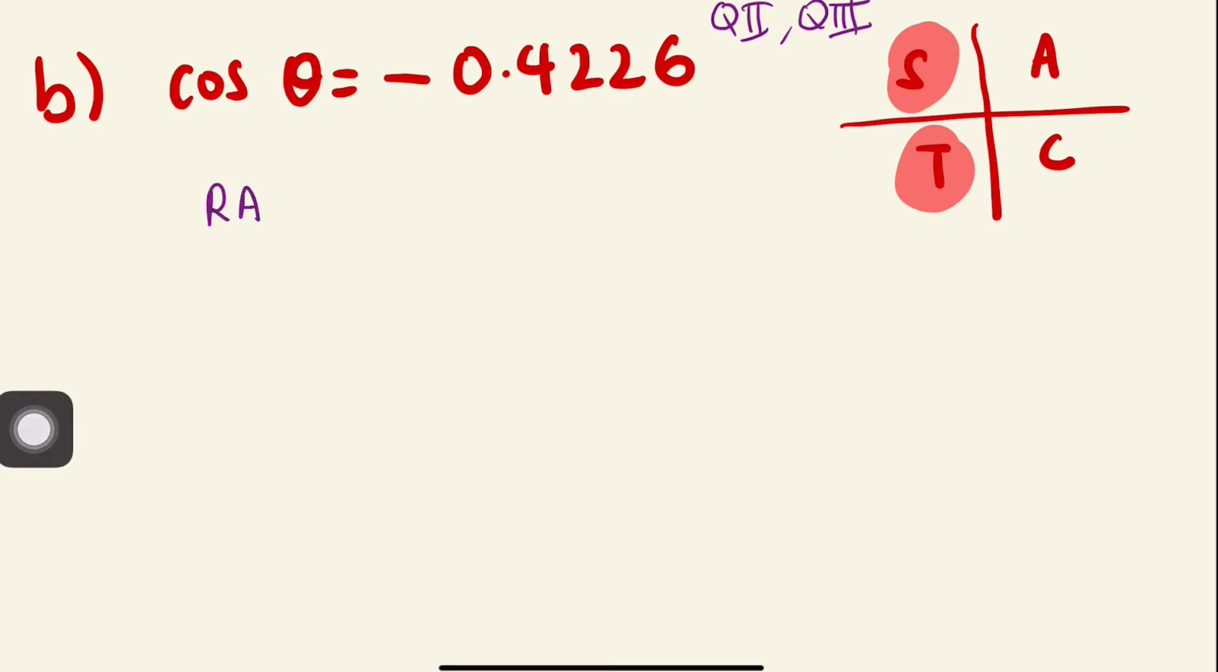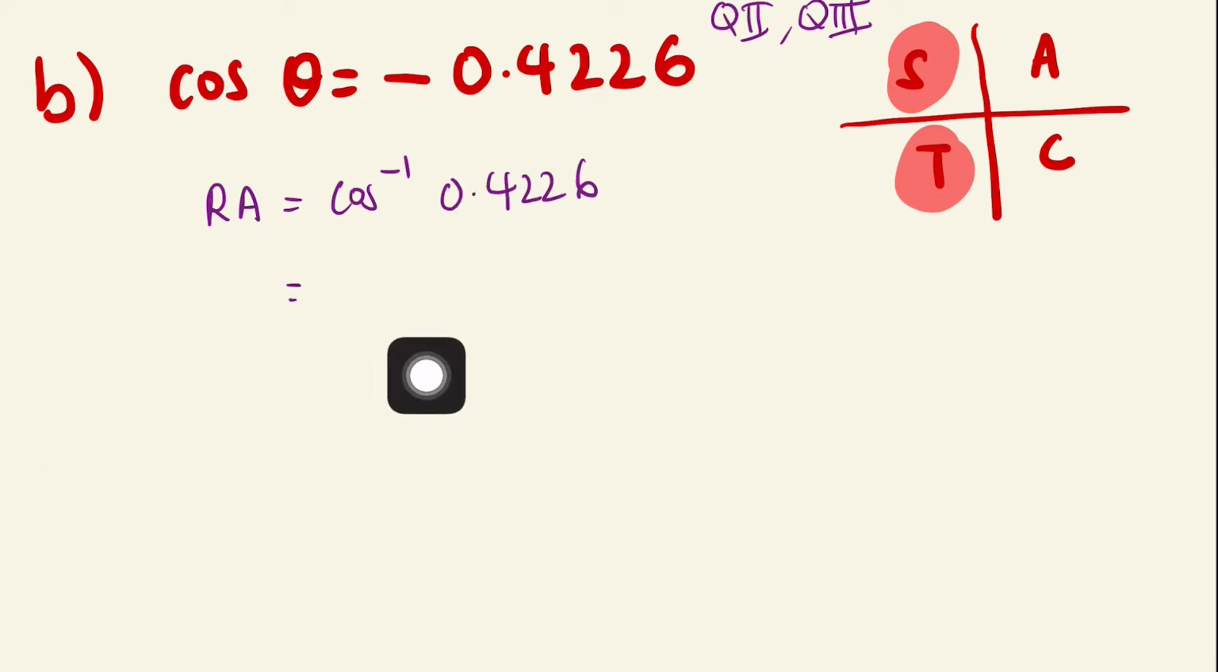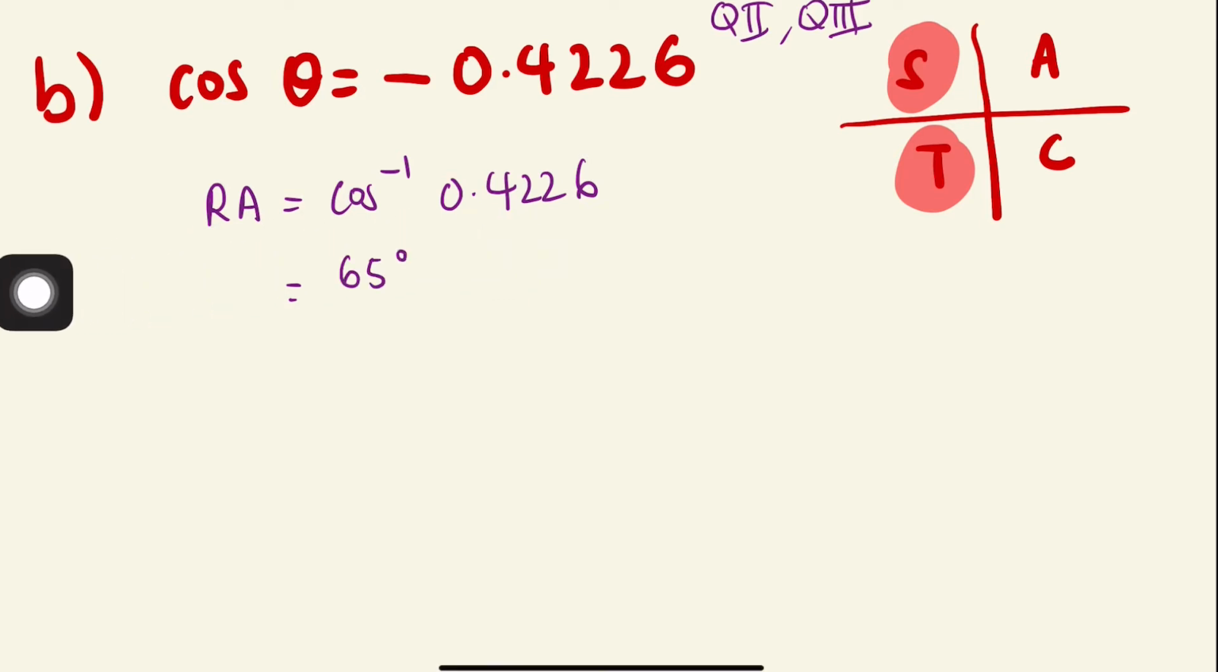Next awak kira apa? Tulis je lah reference angle. Kita ada cos inverse of 0.4226, shift cos 0.4226. When finding the reference angle, you can ignore the negative sign. This negative sign just nak tunjukkan nilai dia di kuadran yang mana. Ingat, reference angle is always at the first quadrant. So tekan calculator, shift cos 0.4226. Awak akan dapat 65 degrees.